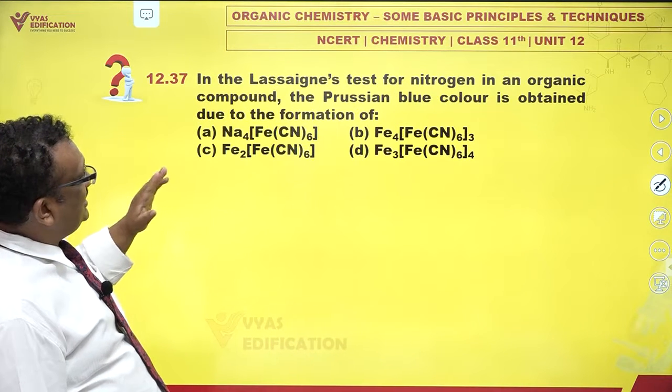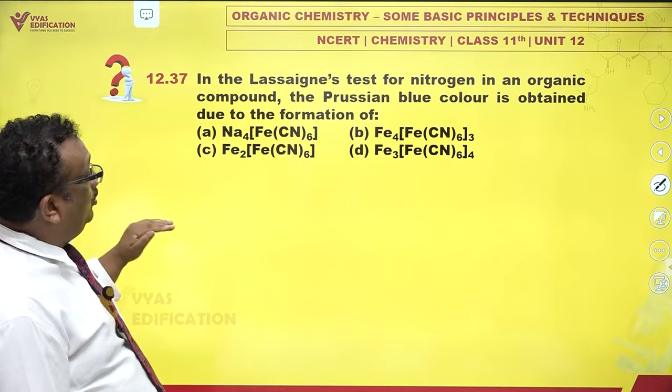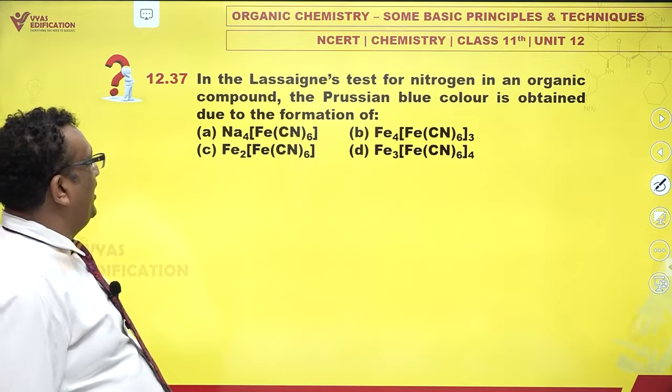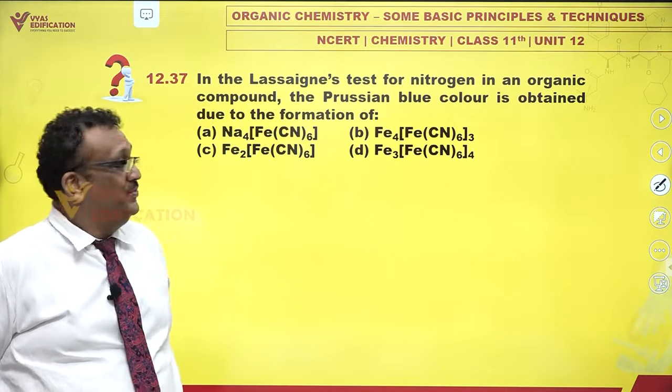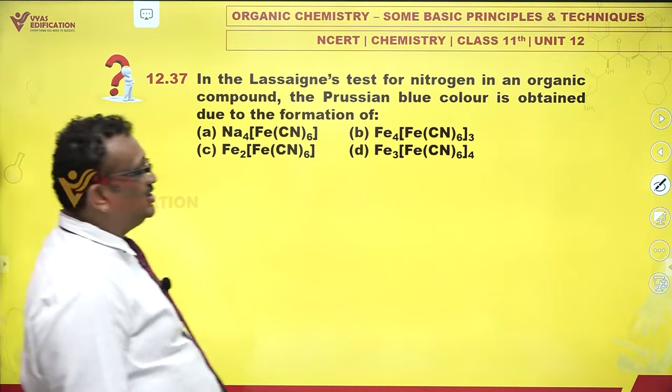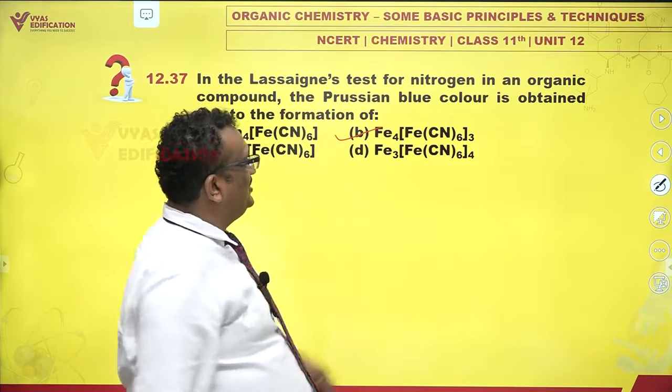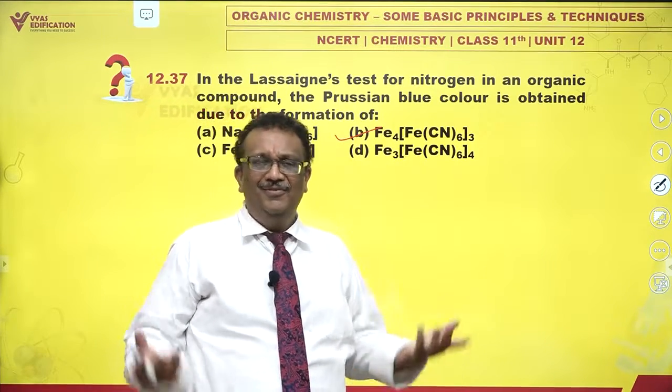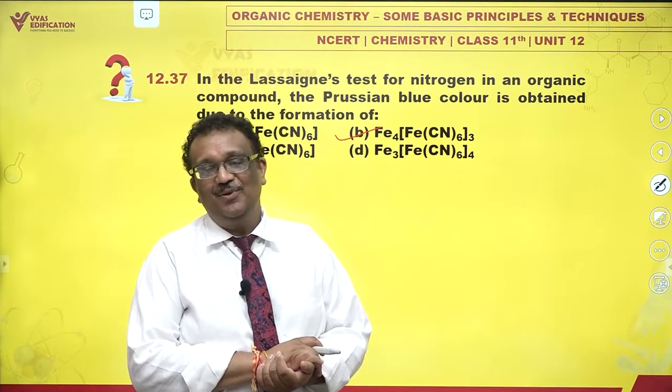In the Lassaigne's test for nitrogen in an organic compound, the Prussian blue color is obtained due to formation of. Now what exactly is formed? Which is Prussian blue? Fe4[Fe(CN)6]3. You just know what is Prussian blue. That's it. It's as simple as that.